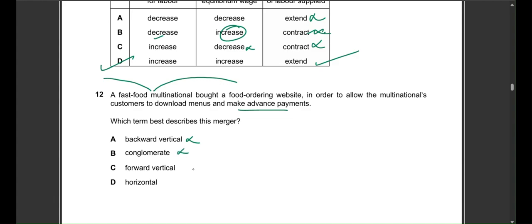Conglomerate, no, this is again eliminated. Option number C is the right one, because it's a forward vertical. And horizontal, as you all know, normally happens with the firms of the similar industry at the same level or same stage of production. So again, this is eliminated. So the right answer would be option number C.